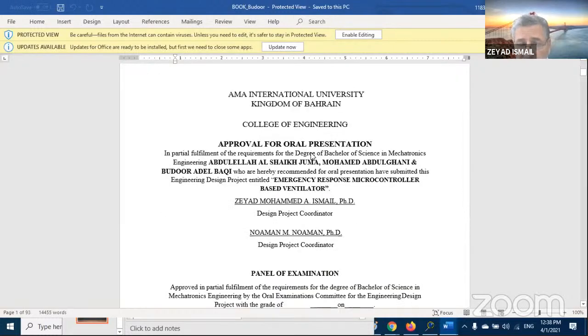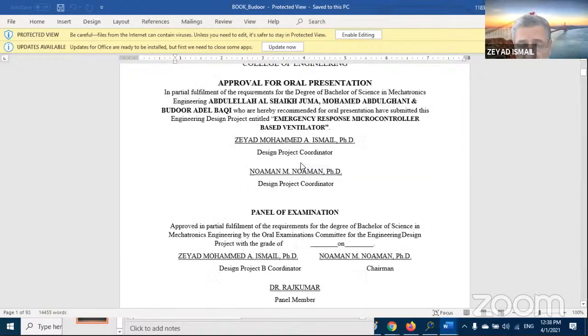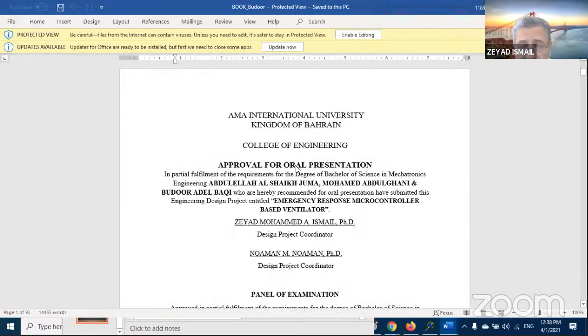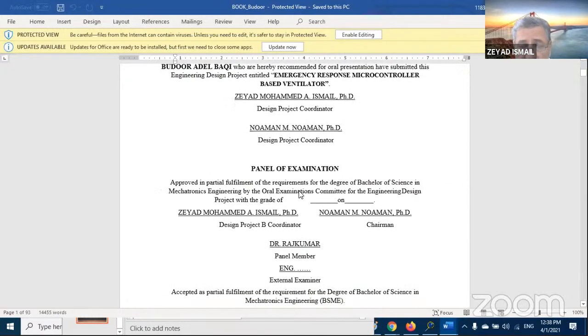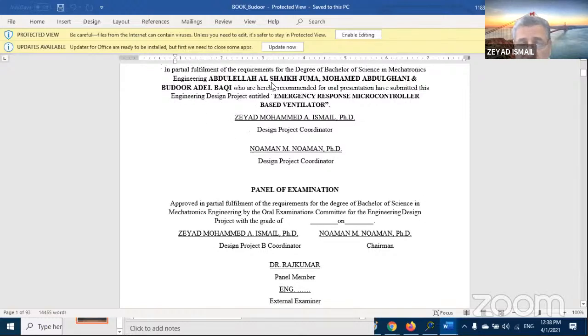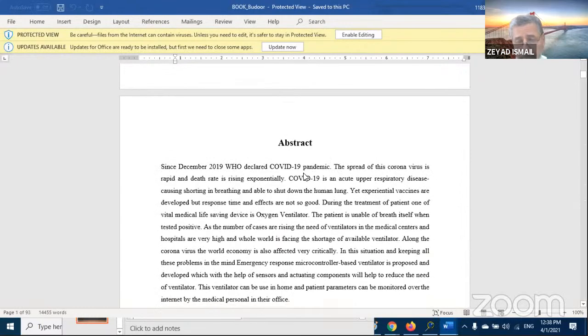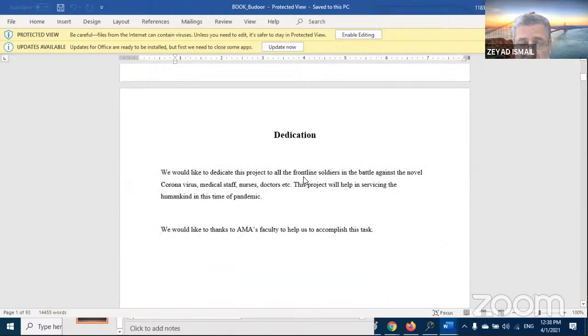The other sheet is the approval for oral defense. That means the mark he is going to get, and what is the final name of his project. The marks should be an average for the group, fixed here in their project, and also signed by the dean and the advisor. The abstract comes in the front page.